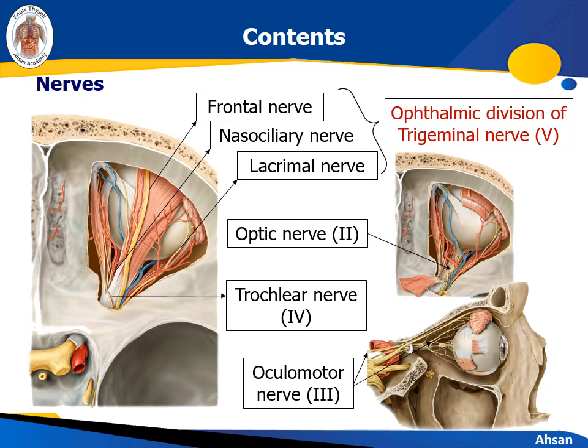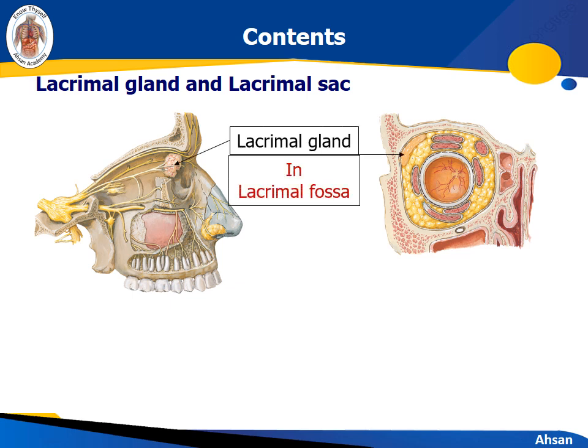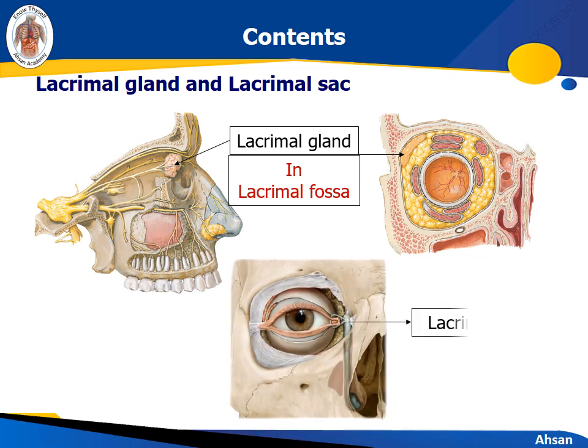So this orbit contains one gland, the lacrimal gland, in the superior part of the orbit, close to the anterior end and laterally, so superolateral. Close to the anterior part there is a fossa known as the lacrimal fossa, and that fossa contains the lacrimal gland. The secretions are collected by the lacrimal apparatus, and the sac lies within the orbit.